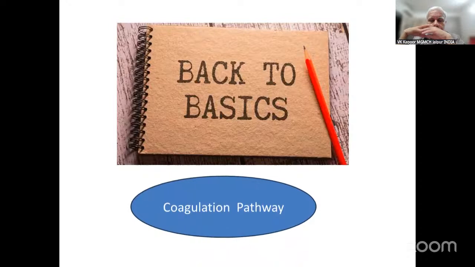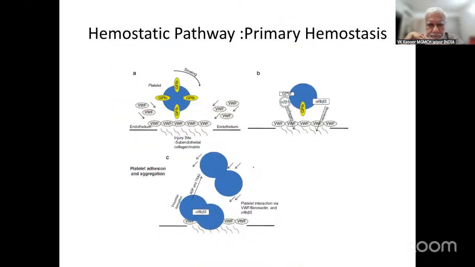The basis is the coagulation pathway. As you know, when there is an injury to the endothelium, the platelet is attached to the endothelium with the help of von Willebrand factor, and there is a flowing of platelets which results in the formation of the platelet plug. This is primary hemostasis, and the activation of the clotting factors occurs after that.